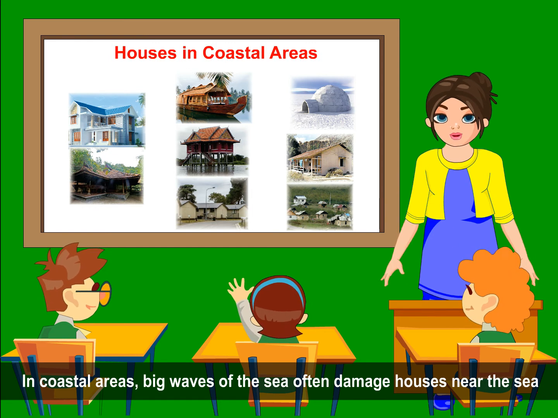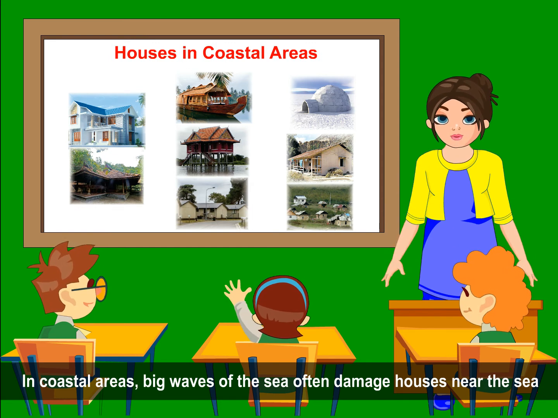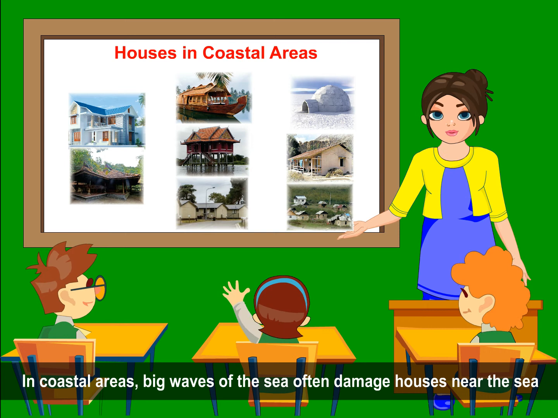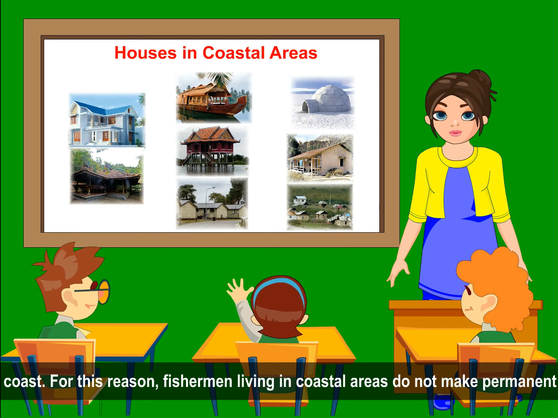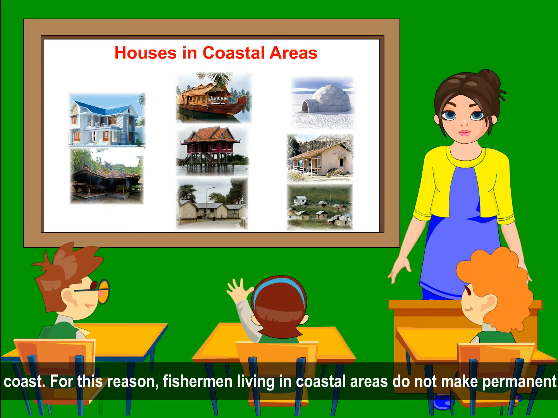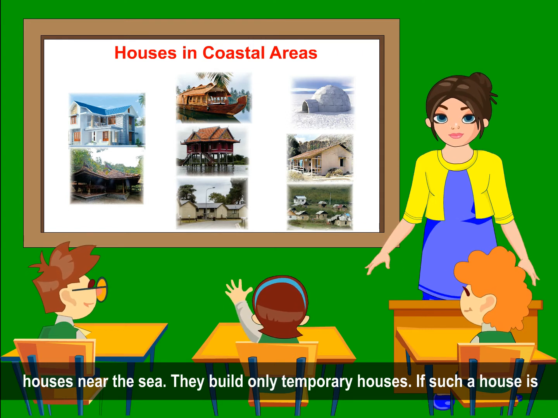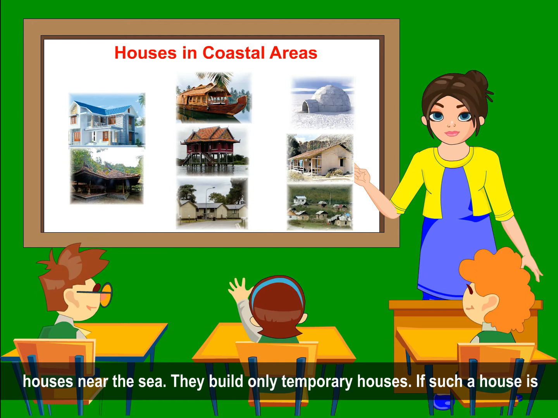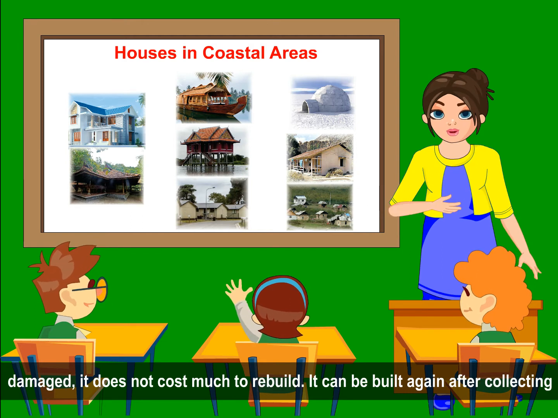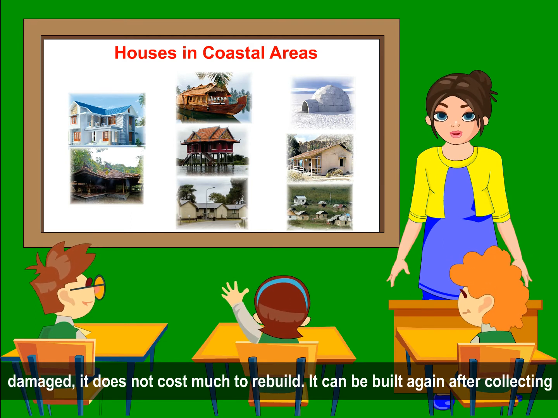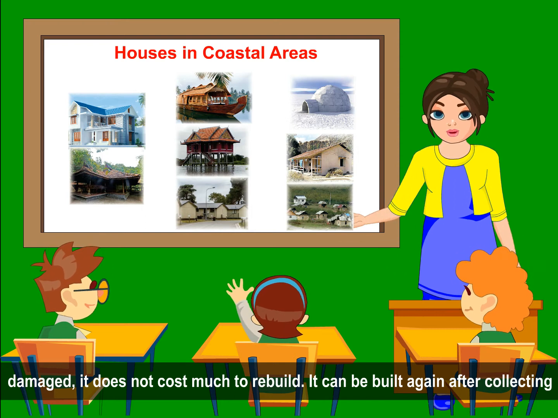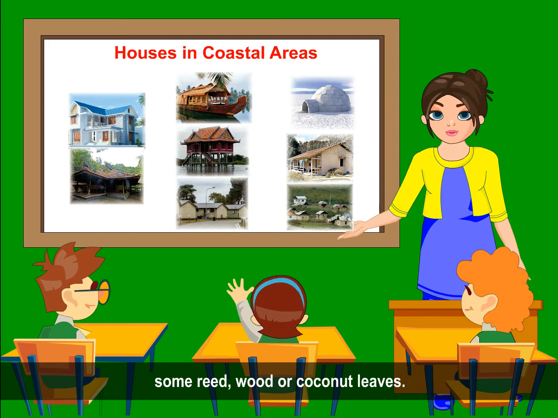Houses in coastal areas. In coastal areas, big waves of the sea often damage houses near the sea coast. For this reason, fishermen living in coastal areas do not make permanent houses near the sea. They build only temporary houses. If such a house is damaged, it does not cost much to rebuild. It can be built again after collecting some reed, wood or coconut leaves.